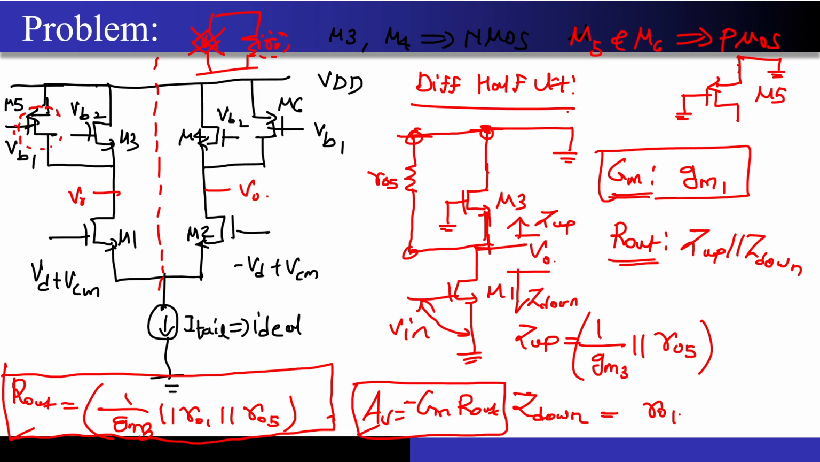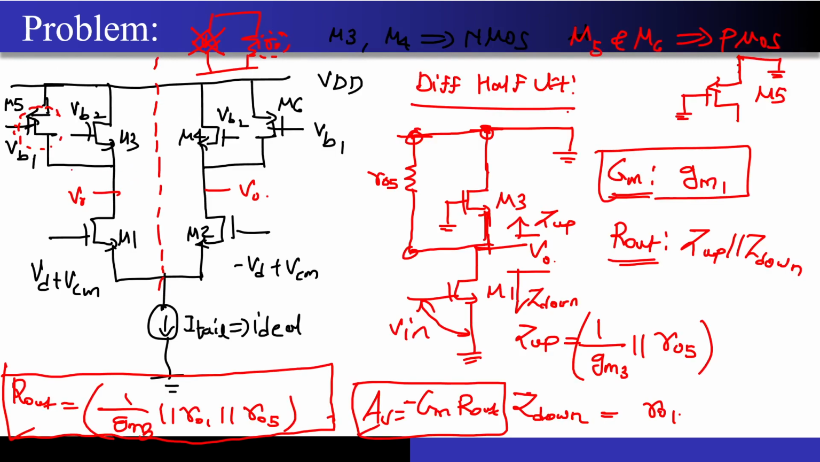Correct? This is about the differential half circuit. Now let's look at the common mode half circuit. So how to draw the common mode half circuit? I had the supply on the top. I'm grounding it. Then what about this particular case? Again I will have the ro5 just like I had represented over here. Remember, the VB is completely independent. The bias voltages are completely independent of whether we are doing the analysis for the differential half circuit or the common mode half circuit.